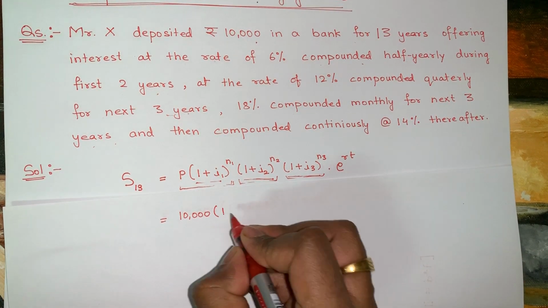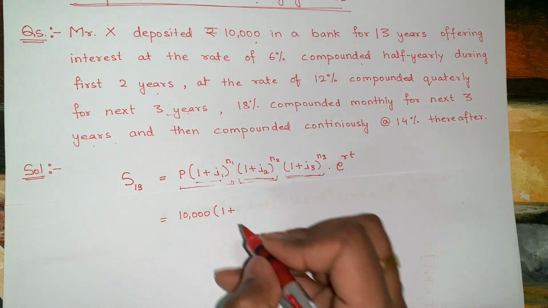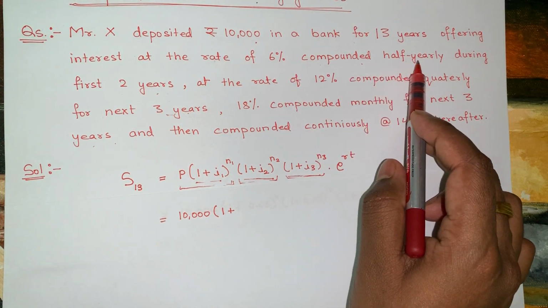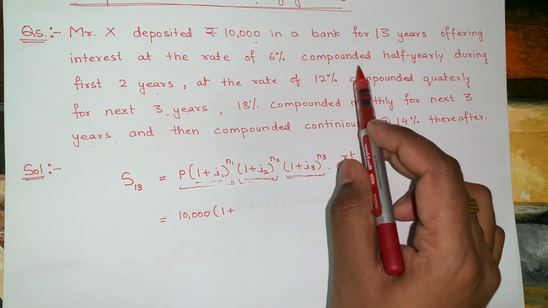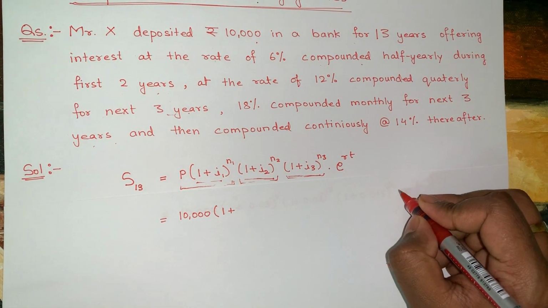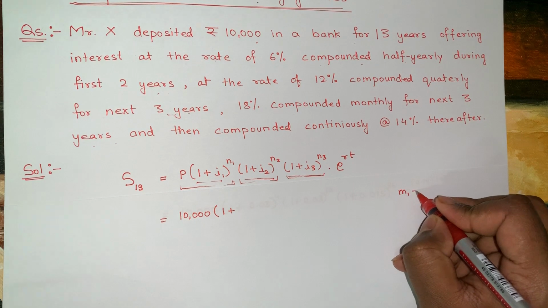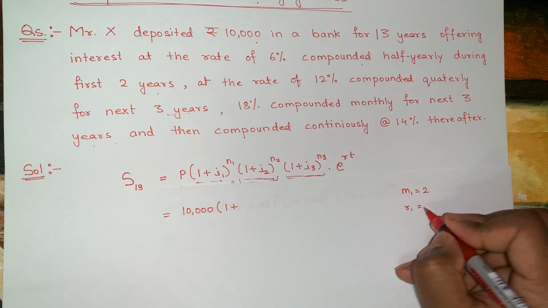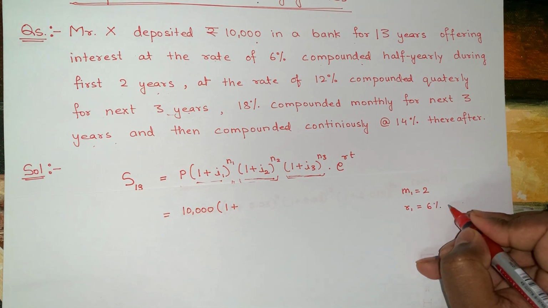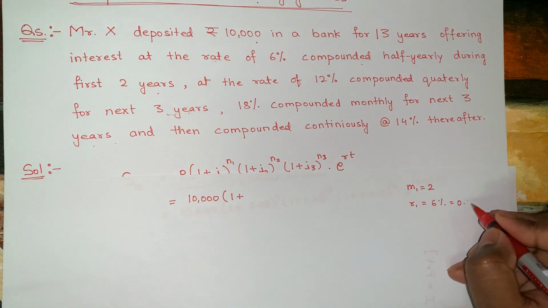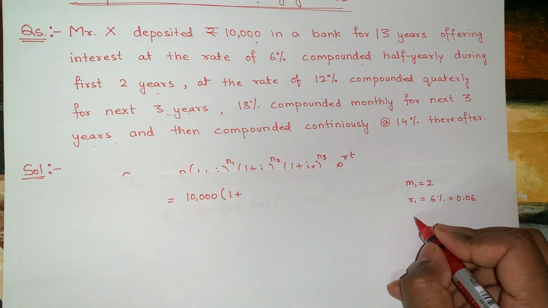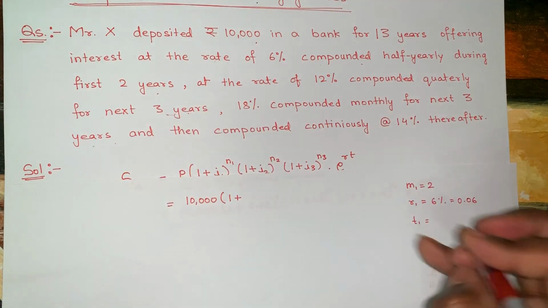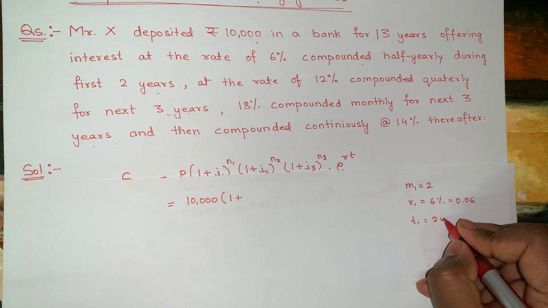Then we have 1 plus I1. What is the first rate? First rate is 6% compounded half yearly. So if it is 6% compounded half yearly, which means that my M1 is equal to 2, my R1 is equal to 6%, which is 0.06. My T1, that is the time period for this rate, is 2 years.